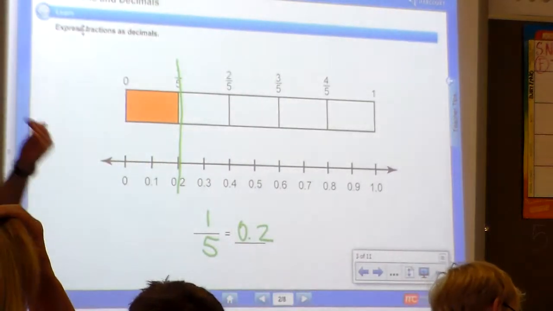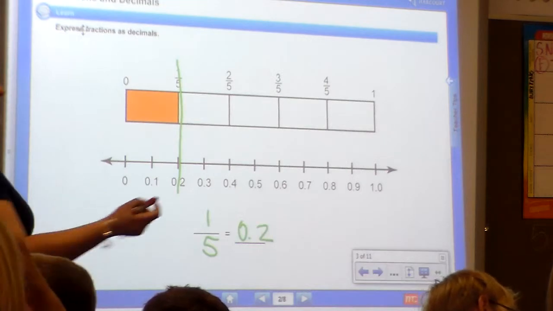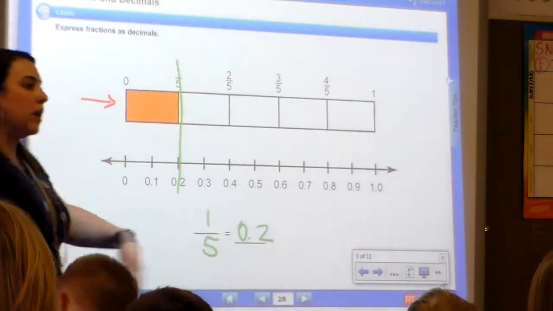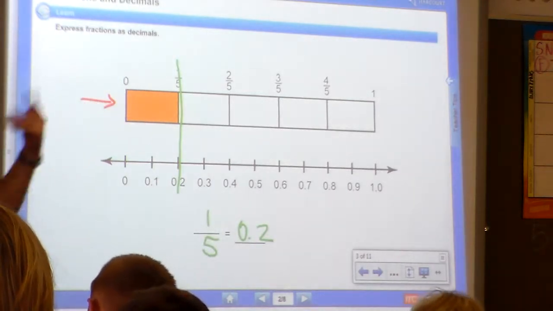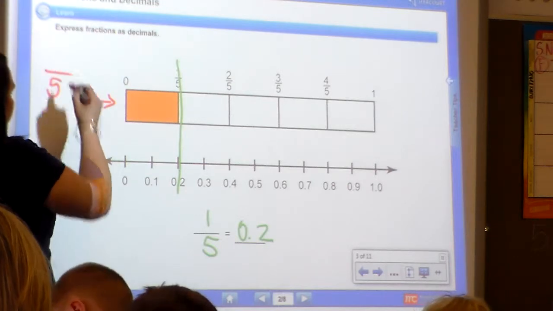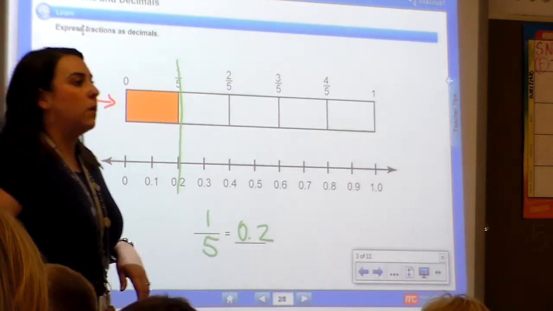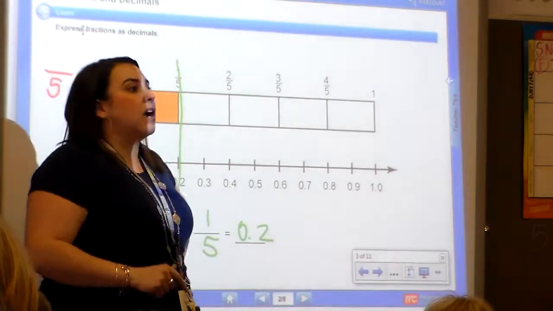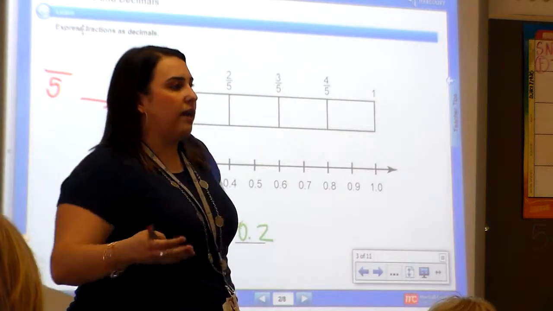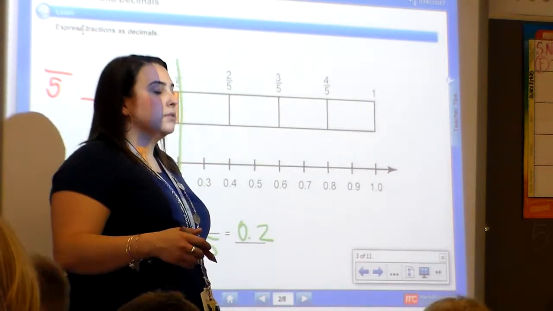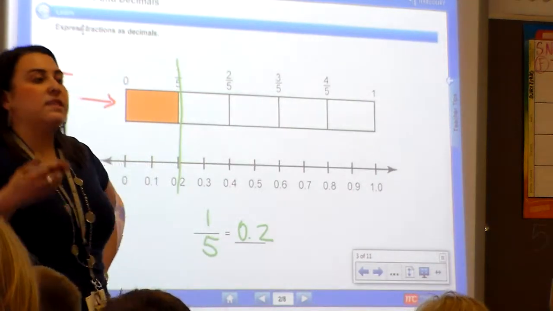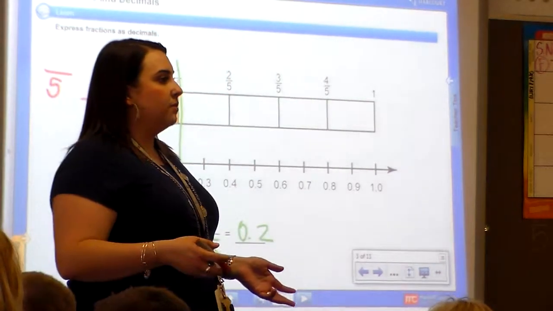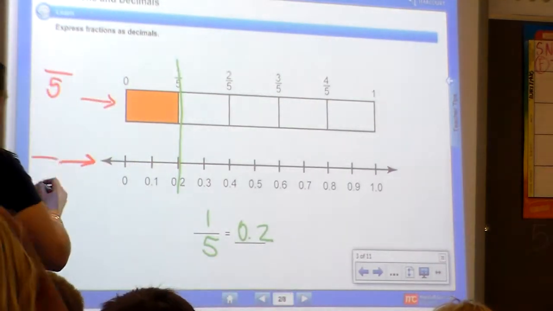Well, here's where we start. We have to ask ourselves first, what size pieces is this bar cut into? What fraction are we working with? What size pieces? Carly, fifths, right? These are fifths. When we talk about decimal world, where did we start? What are the 2 places that we work in decimal world? Mallory? Tenths and hundredths. So this number line right here is showing us a number line made of tenths.